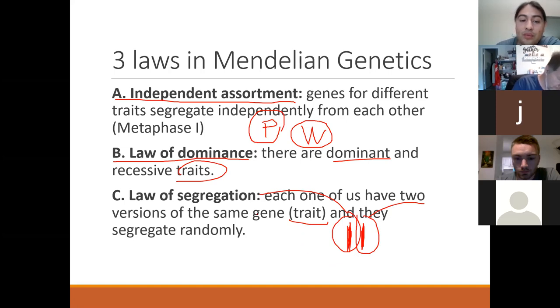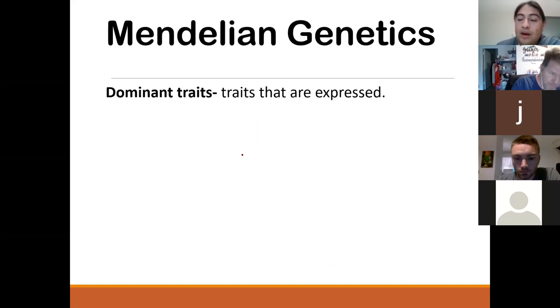So now I want to get more into the second law, which is the law of dominance, and keep giving you a little bit more information about it. As I was telling you, some traits are going to be dominant over other ones. So there are going to be dominant traits, which are the traits that are going to be expressed. One of the examples is that brown eyes are going to be dominant over the rest of the eye colors. And for example, if you have a rabbit with brown fur and a rabbit with white fur, usually the brown fur is going to be dominant over the other one.